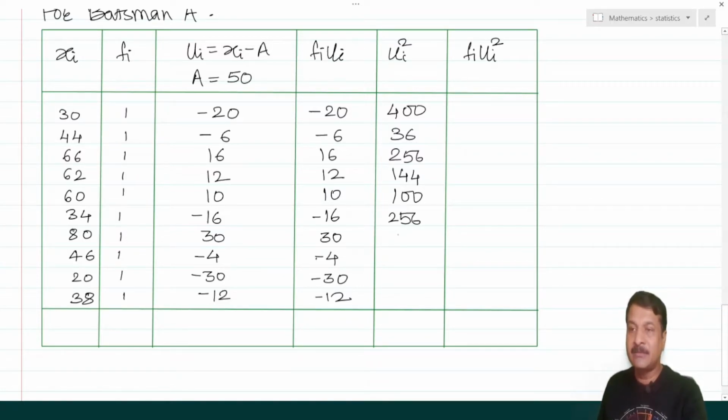30 square, 900. 4 square or minus 4 square, square is always positive, that is 16. Then here 900 and minus 12 square, 144. Then same value because fi is 1. So I am getting here ui square or fi ui square, same values there.